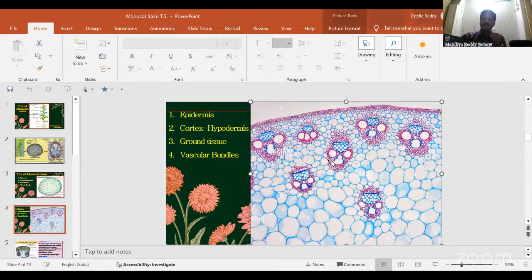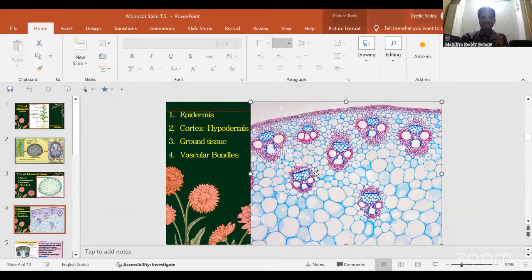A very well developed cortex is there in dicot stem. In monocot stem, the cortex is reduced to hypodermis only. General cortex and endodermis are absent. Only hypodermis is seen in monocots.